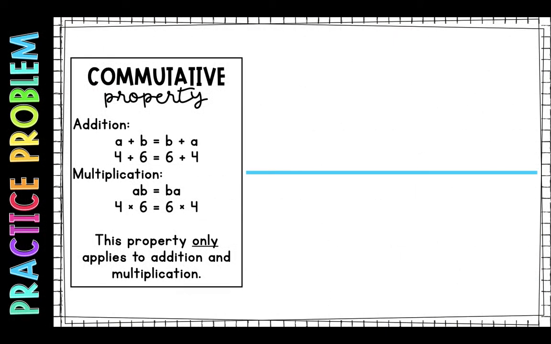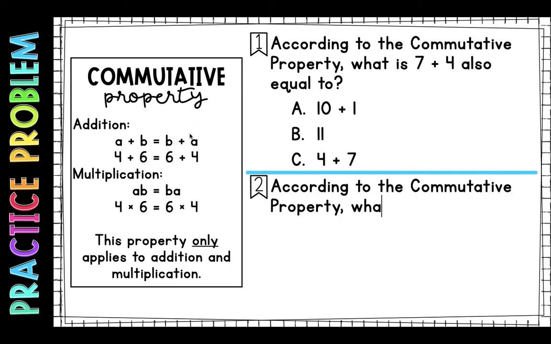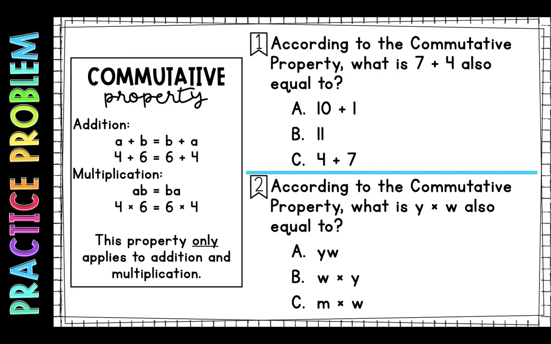All right, let's look at how we can actually use the commutative property. So you are about to be asked in Edpuzzle to answer these 2 questions. The first one, according to the commutative property, what is 7 plus 4 also equal to? And we're given a list of different options. You need to tell me if it's equal to 10 plus 1, 11, or 4 plus 7. For 2, you are going to answer this question. According to the commutative property, again, what is y times w also equal to? yw, w times y, or m times w? Go ahead and answer these questions now.